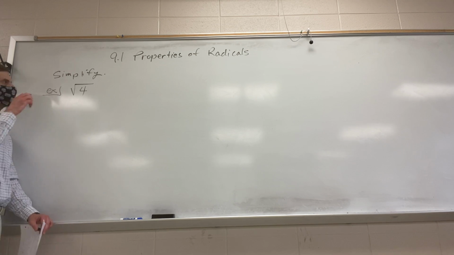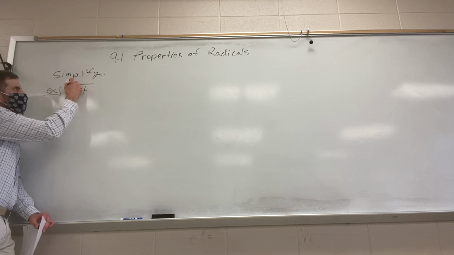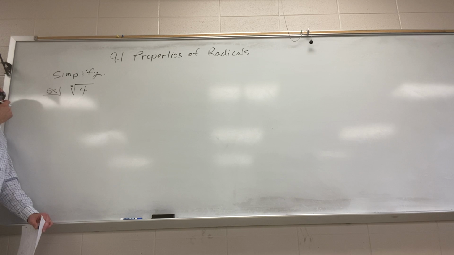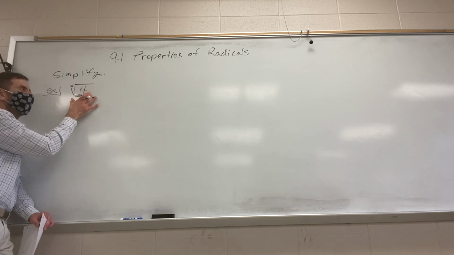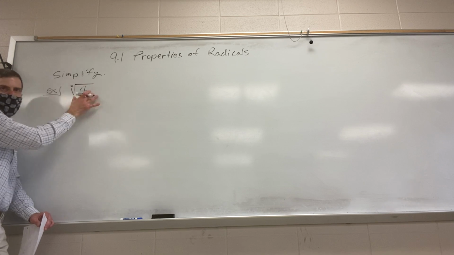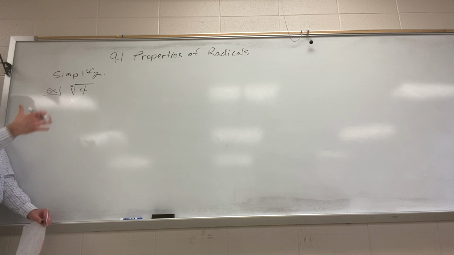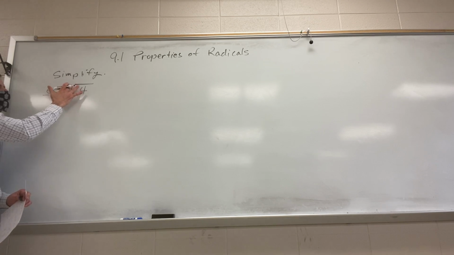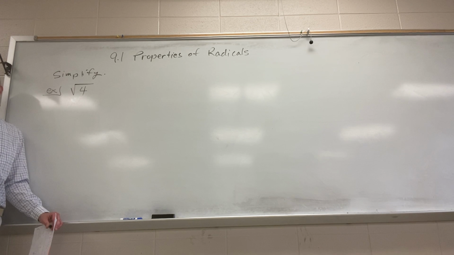One way to get that answer is that this actually asks a question. It says this has an index of 2. We just don't write it. But this says, what number multiplied by itself gets you 4? And the answer is 2. Now, some other ways to go about that: you can memorize perfect squares. 4 happens to be one of those perfect squares.